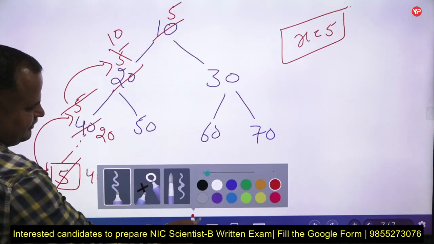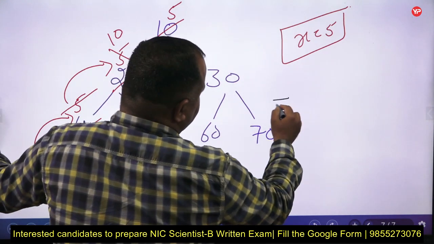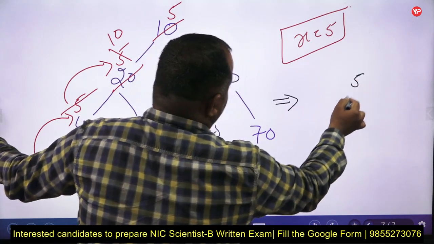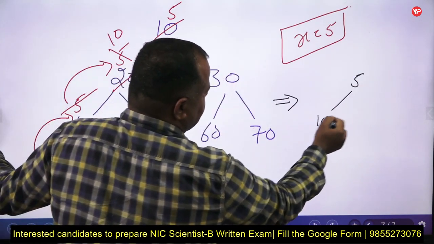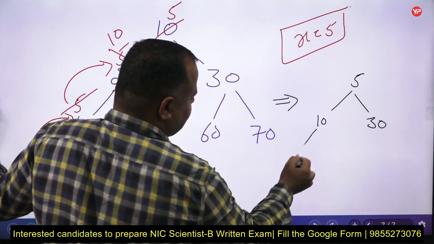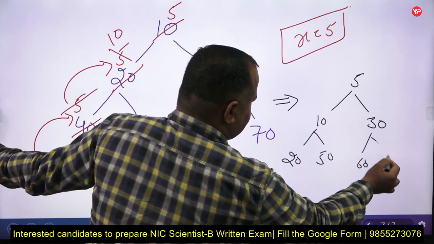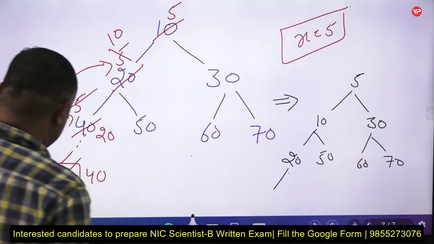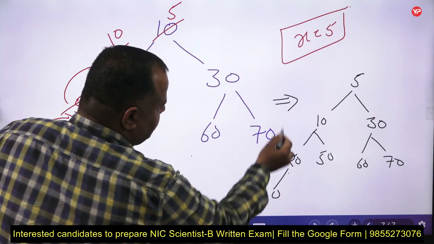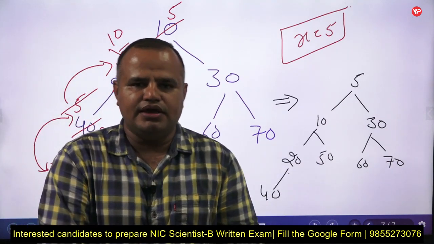So can I say the final heap is 5, then 10 and 30, then 20 and 50, and on this side 60 and 70, and the last is 40. Fine. So now tell me how many comparisons we have performed and how many swaps we have performed.